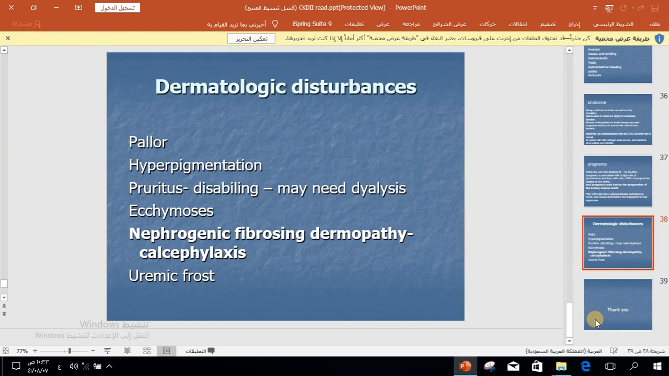We have spoken about potassium abnormalities, hyperkalemia, acid-base disturbances, metabolic acidosis, and sodium and water retention, which is manifested by edema, and we have spoken about diuretic use in such conditions. We have spoken about calcium and phosphate abnormalities in detail, and about GIT, CNS, and dermatological manifestations. Finally, thank you for your attention.